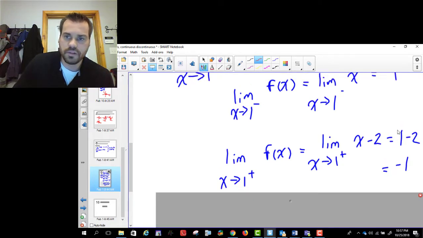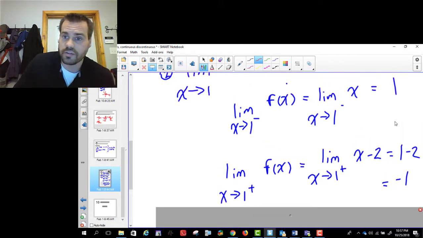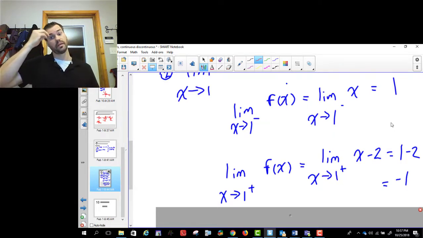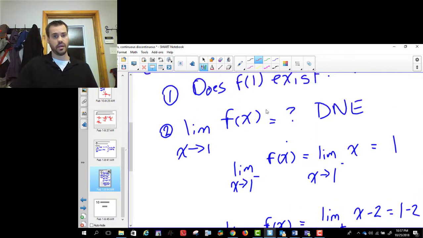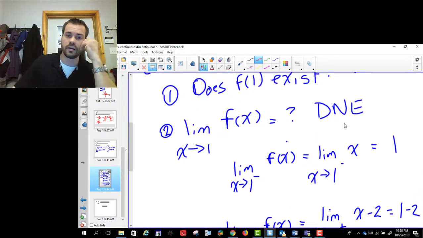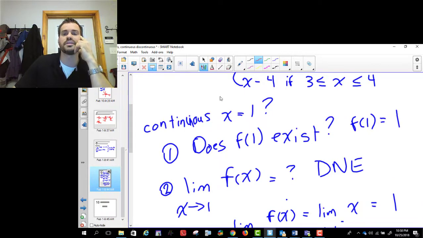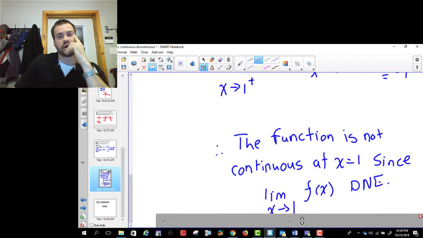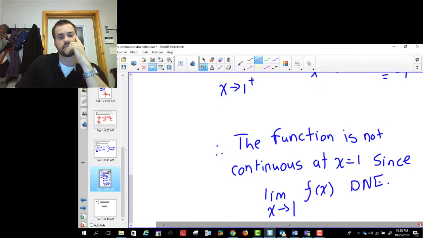So that leads me to the conclusion that because these limits are not the same, and this is what we were talking about just in the previous video, just in the last couple of examples before we get into continuity, if the left-hand limit and the right-hand limit are not equal, then our conclusion is the limit does not exist. And if that's our conclusion, then our answer to the question, is it continuous at x equals 1, is no, the function is not continuous because the limit doesn't exist. Okay?